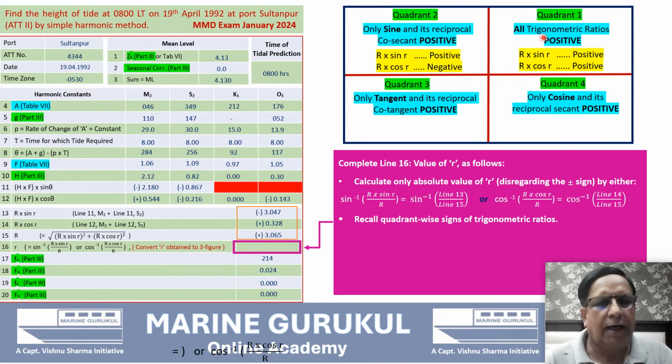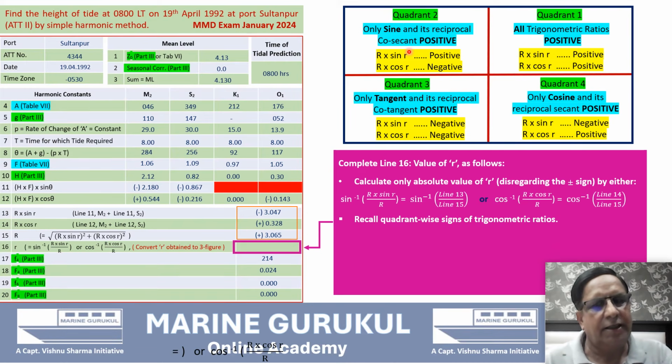If only R sin r is positive and R cos r is negative, then it will be in quadrant 2, because in quadrant 2 only sine is positive. If both are negative, then it will be in quadrant 3. And if R cos r is positive and R sin r is negative, then it is in quadrant 4.